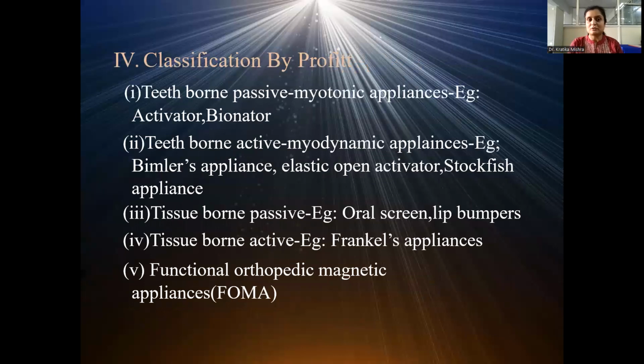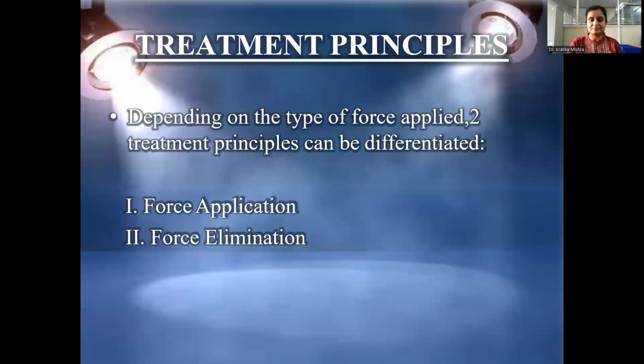Now, classification by Proffit. It is classified into teeth-borne passive, that is myotonic appliances, for example, activator and bionator; teeth-borne active, that is myodynamic appliances, Wilmer's appliance, elastic open activator, Stockfisch appliance. Then we have tissue-borne passive appliances. It includes oral screen, lip bumpers. Then we have tissue-borne active, that is Fränkel's appliance. We have functional orthopedic magnetic appliances.